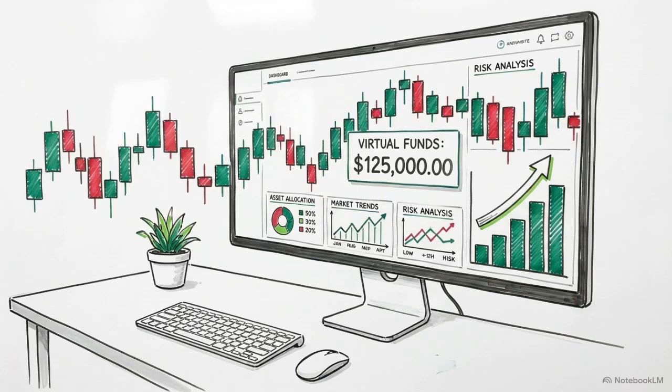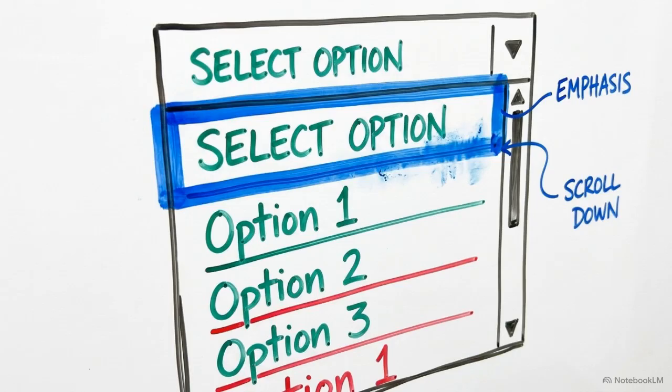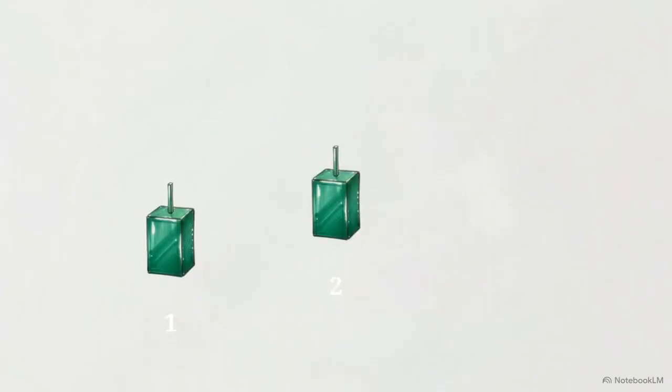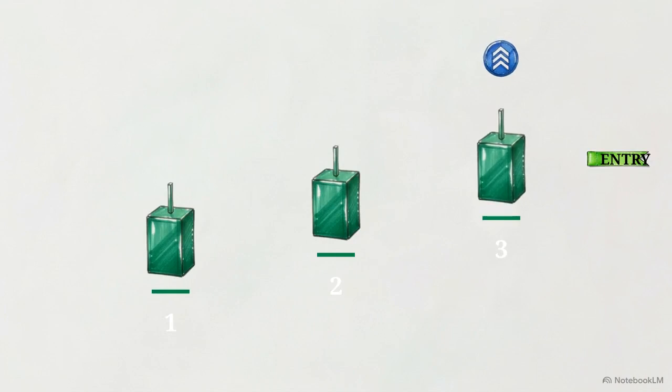Step 1 is to practice this in a demo environment. Open your account today, flip your chart setting to Heiken Ashi, and practice hunting for that strict 3-candle entry setup. Get a feel for the rhythm before trading live.